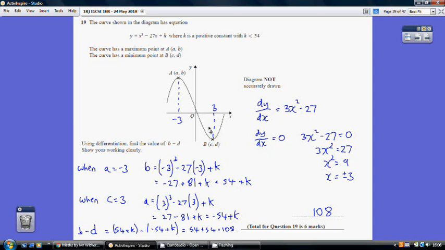So taking one away from the other to work out the difference, we get this. So my k's eliminate, and I'm basically left with 54 up and 54 down, giving me b minus d equaling 108.